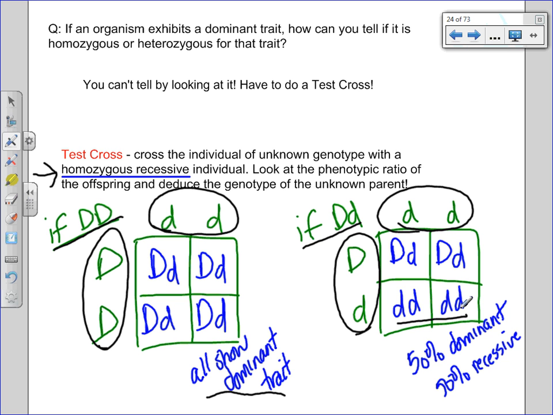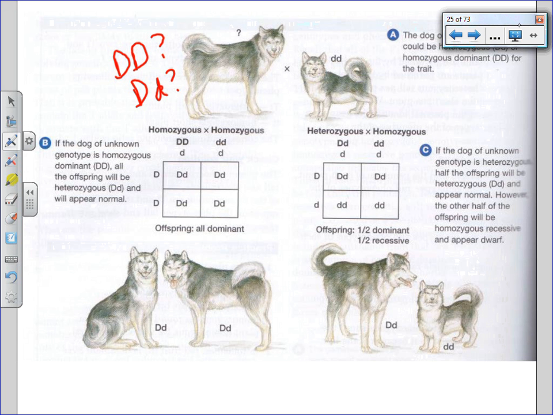Okay, so if you were to mate them and find that any of them had the recessive trait, then that would tell you that the unknown parent must be a carrier of that recessive allele. They must be heterozygous, not homozygous dominant. Okay, so this was the example of it that's in your book.